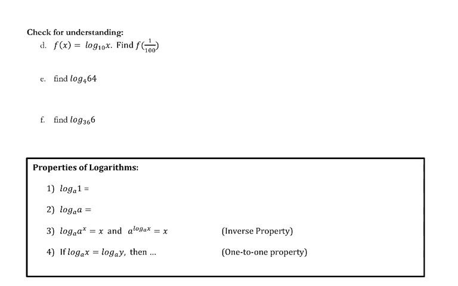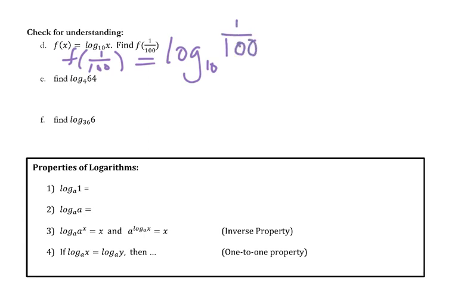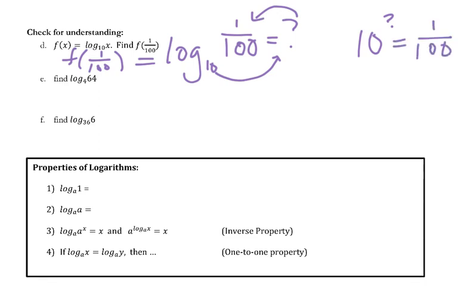Okay, so let's go over the answers. Here we're evaluating f of 1 over 100. So we have log base 10 of 1 over 100. And we're trying to figure out what that's equal to. So again, start your exponential statement. This is 10 to some power equals 1 over 100. Well, if we start with a whole number and change to a fraction, that's an indication that we're using a negative exponent. So what exponent would give us 1 over 100?